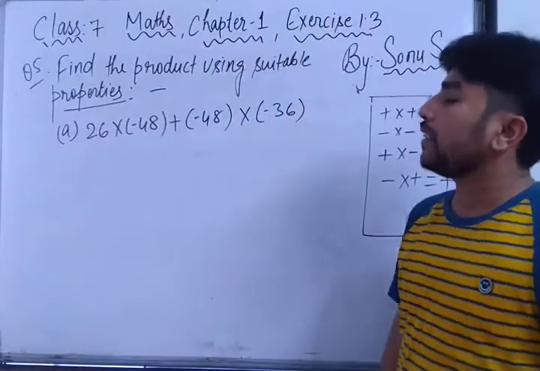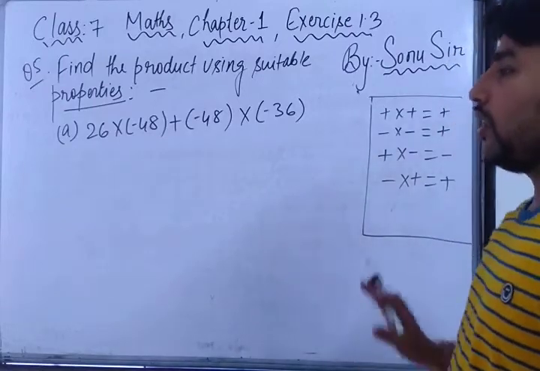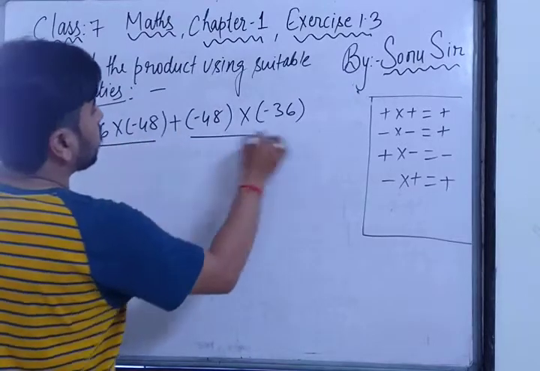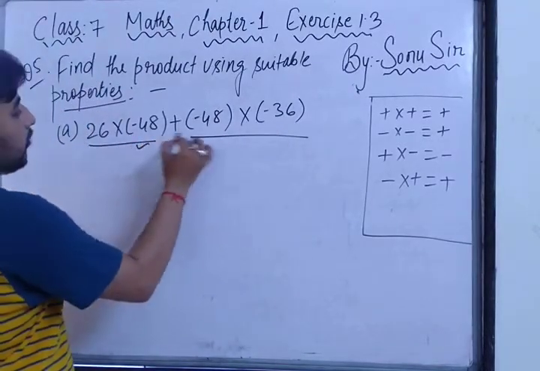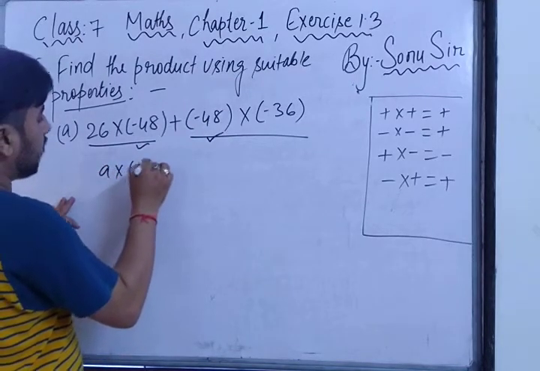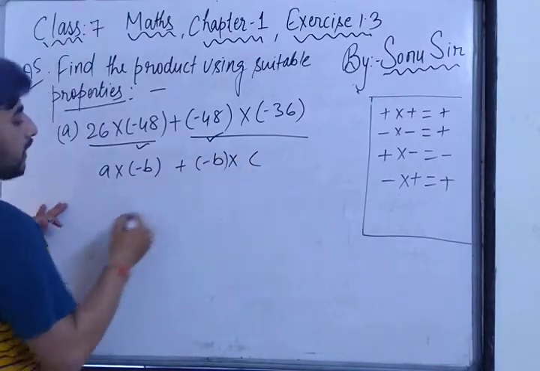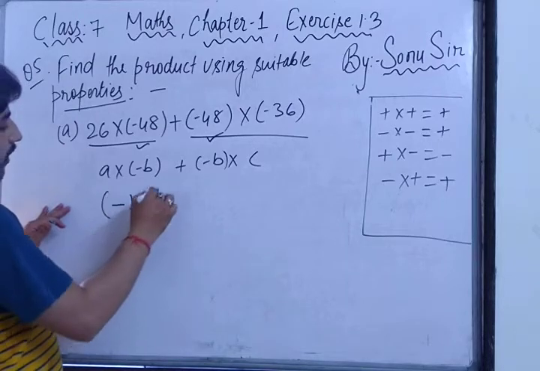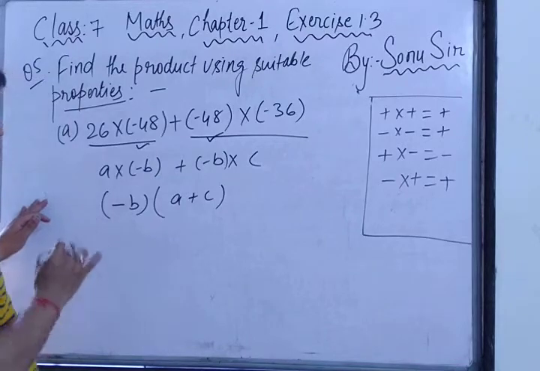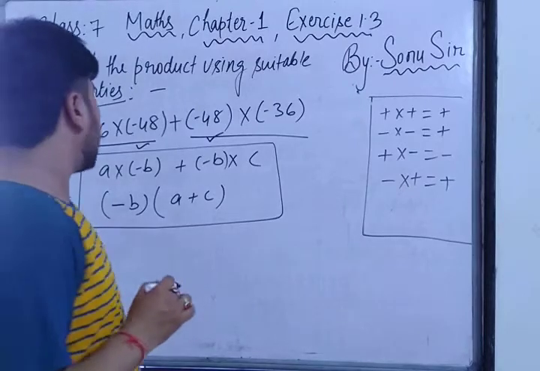See, first of all, you can see which property I will use in this question. It's very easy. Everywhere you can see minus 48 on both sides, right? So if I multiply A into minus B plus minus B into C, you can see here that B is there on both sides. If I take minus B common, then what will be there? A plus C, right? Are you understanding or not? You can write this formula. This is the property, right? After writing this property, you can do this question very easily.